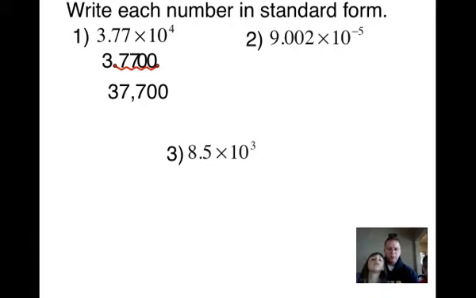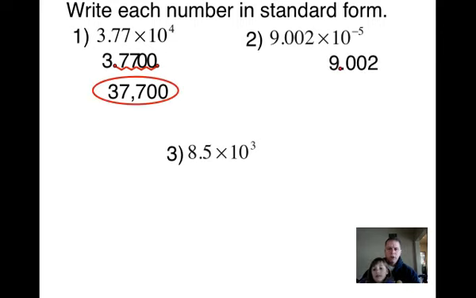So for number 2, we've got 9.002 times 10 to the negative 5th. Which way are we going to move our decimal? Now remember, this is a negative, so when it was a negative, we moved to the right. So now we're going to move to the left. How many spots are we going to move here? 5, because that's what the exponent tells us.